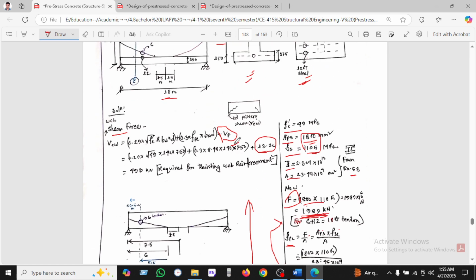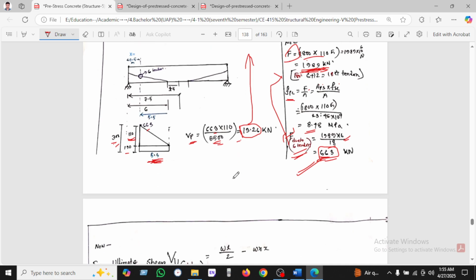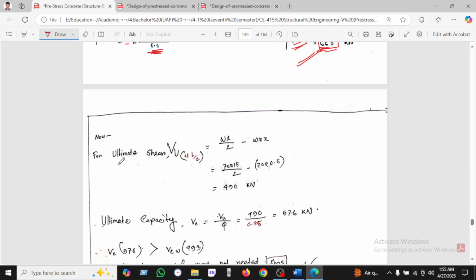Okay, we are putting in this value and all the data we have found, and finding the web shear reinforcement, which is 493 kilonewton. So it requires web reinforcement. Now we'll calculate the ultimate shear, which is Vu at h divided by 2.